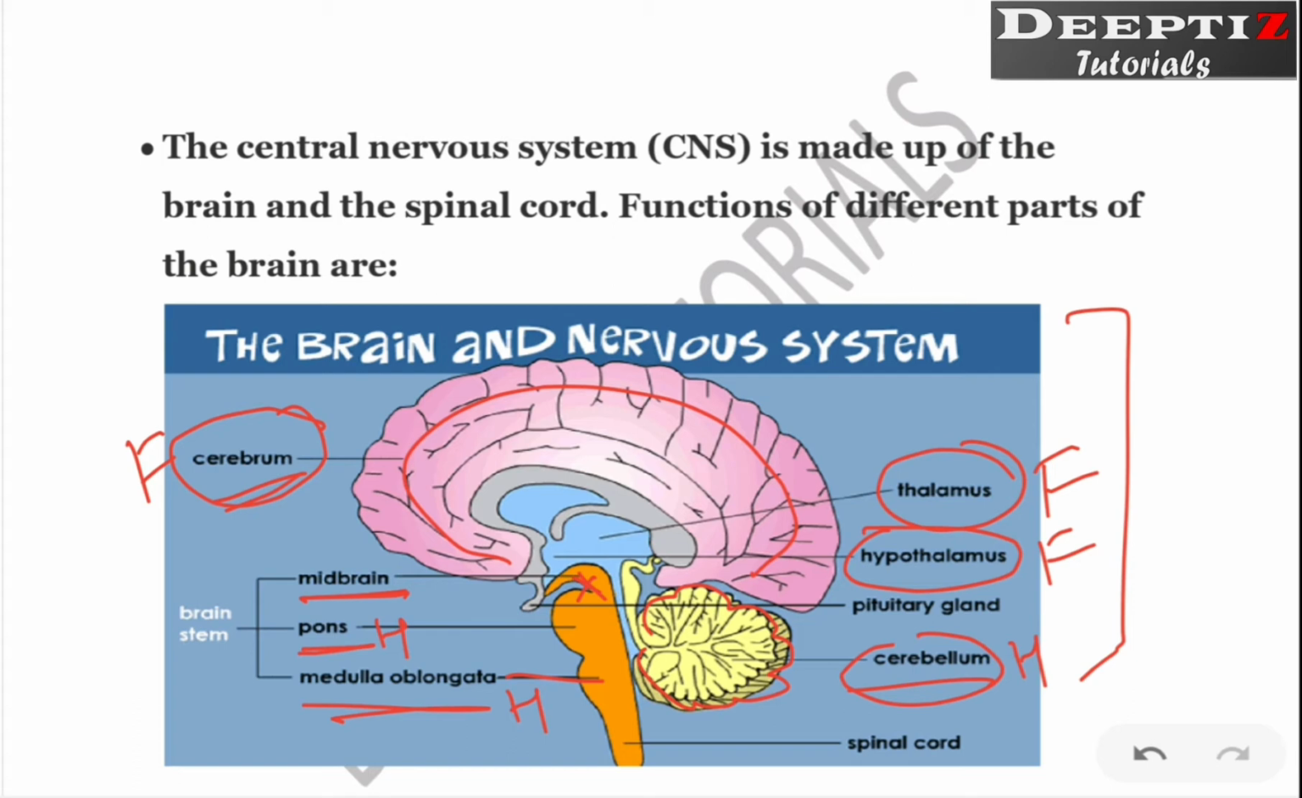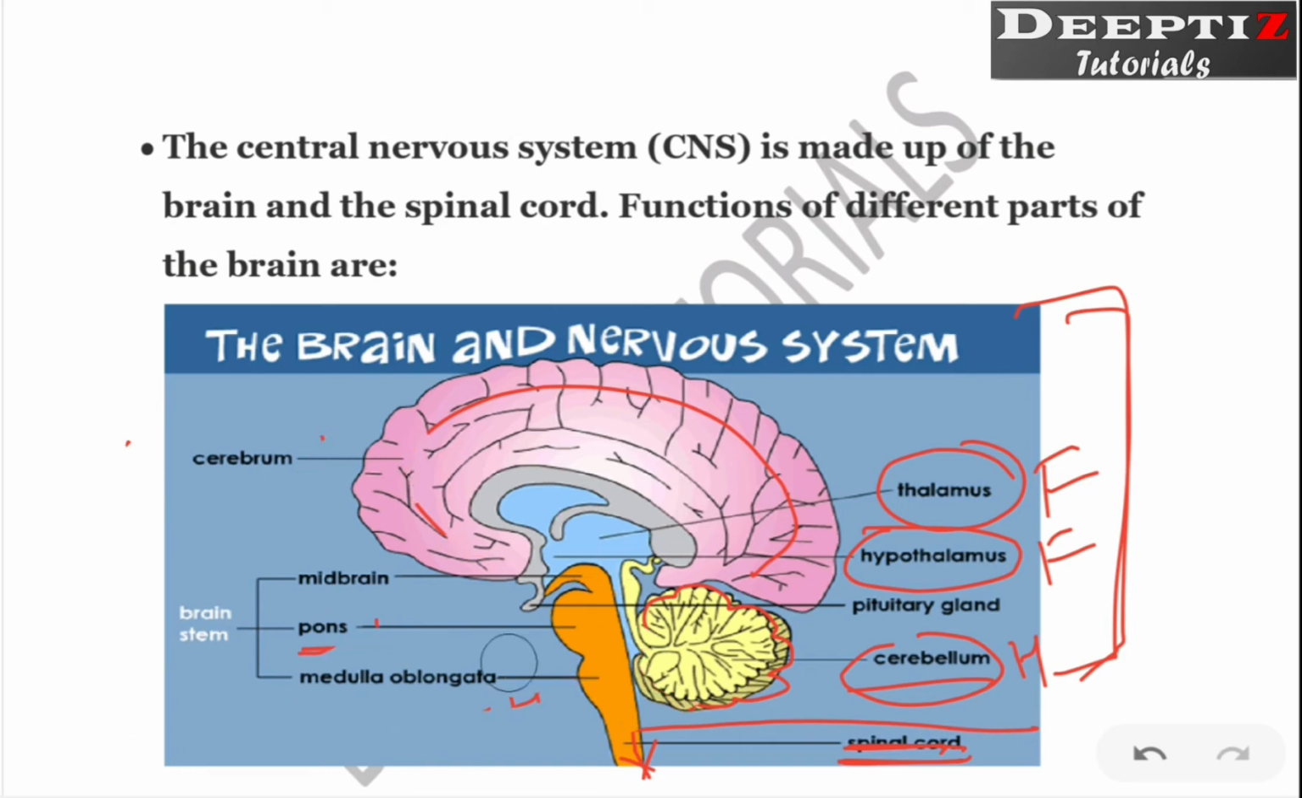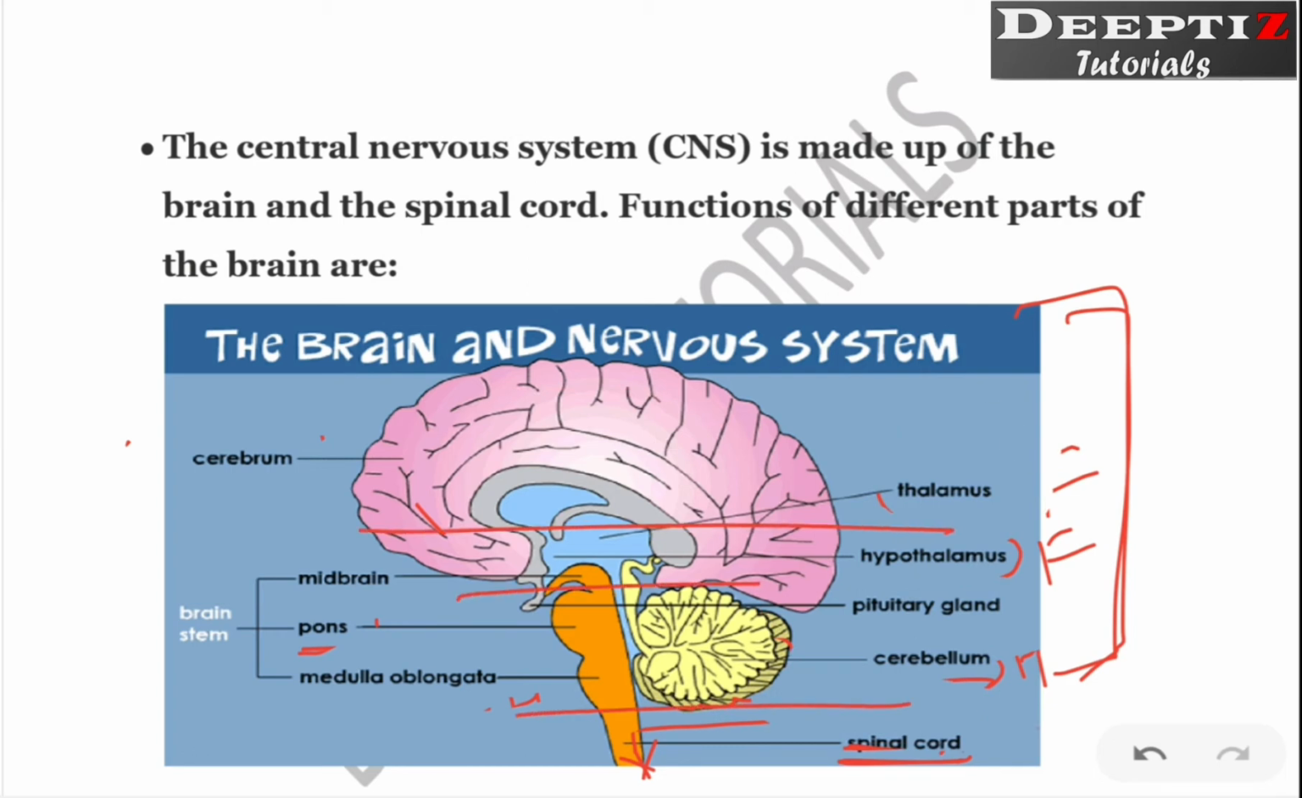So the central nervous system entirely consists of this much, which is the brain, and from the brain comes what we call the spinal cord. Here we will not study the spinal cord, we will be studying only the brain. So the brain has three regions. This entire brain is divided into an upper region, a middle region and a lower region.